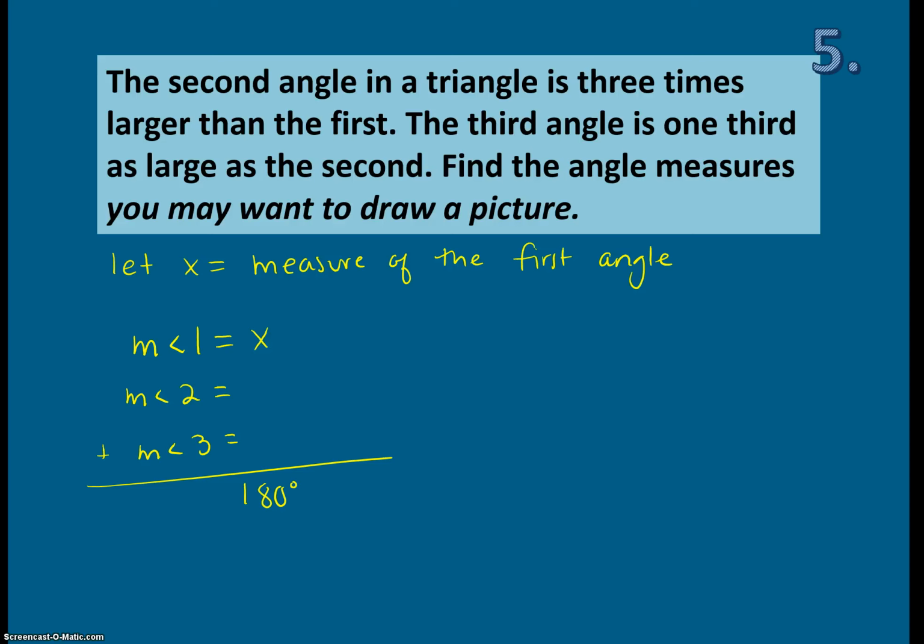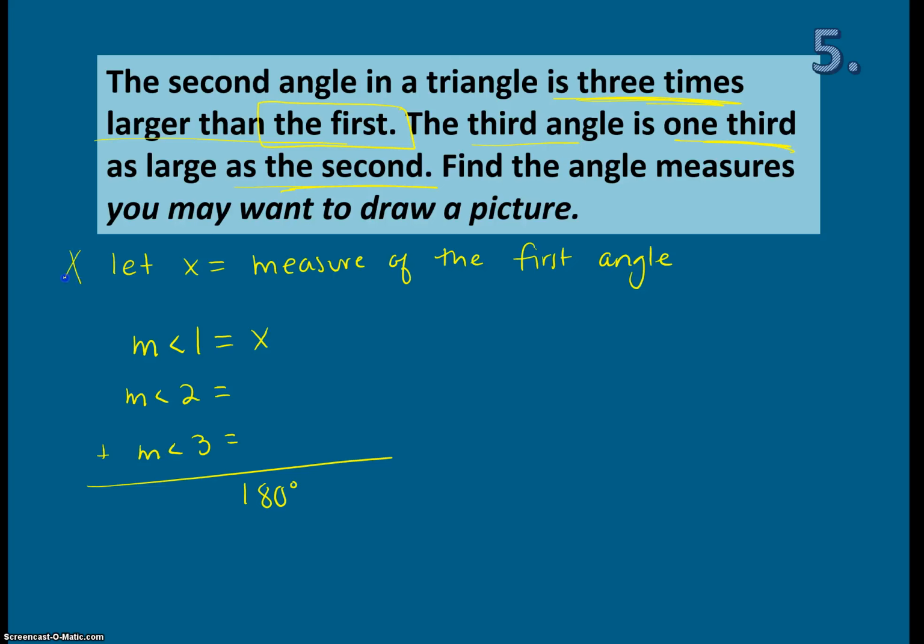Now this problem is a little bit more difficult. You have one like this in your application. You read the problem first. The second angle in a triangle is 3 times larger than the first. So angle 2 is 3 times the first. The third angle is 1/3 of the second. Your goal is to find all the angle measures, and you might want to draw a picture.